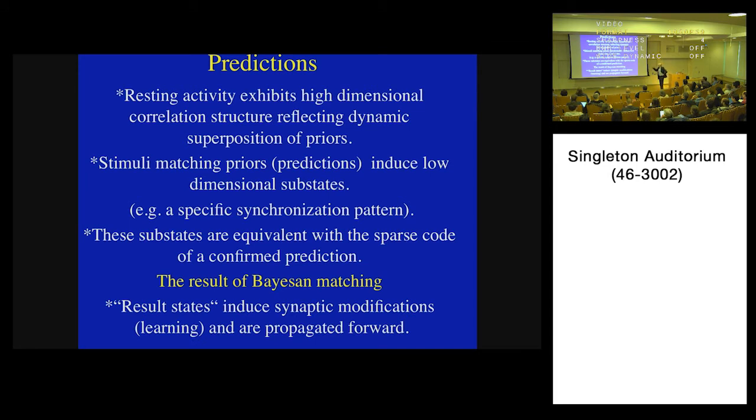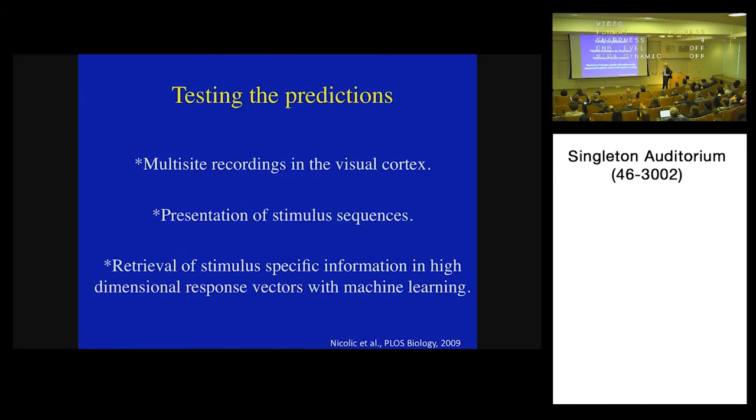These result states, and I will provide you with some evidence, should be particularly good states for the induction of synaptic modifications, for the updating of priors, and they should be propagated forward preferentially because they have a fairly high degree of synchrony, brief bouts of synchronous discharges that will impact on subsequent processing stages. So let's see how far we get.